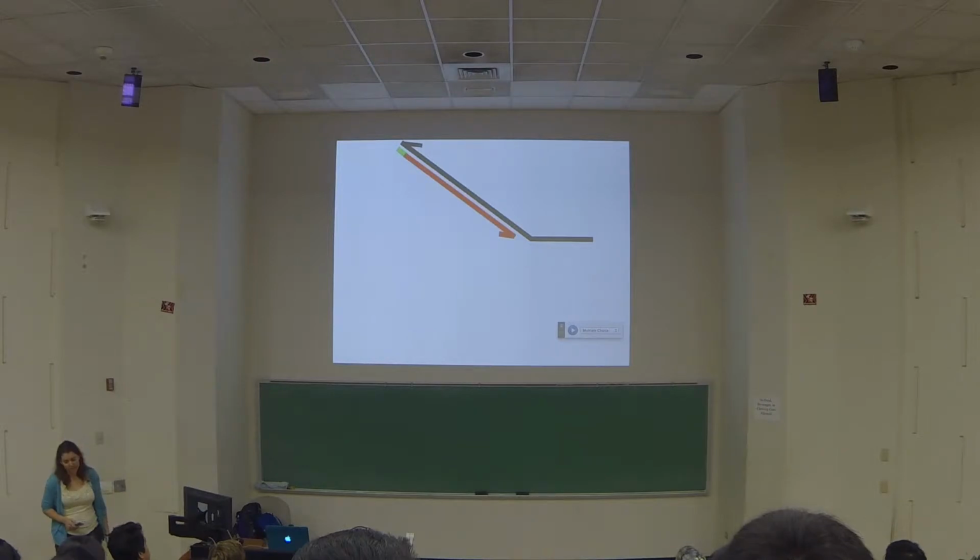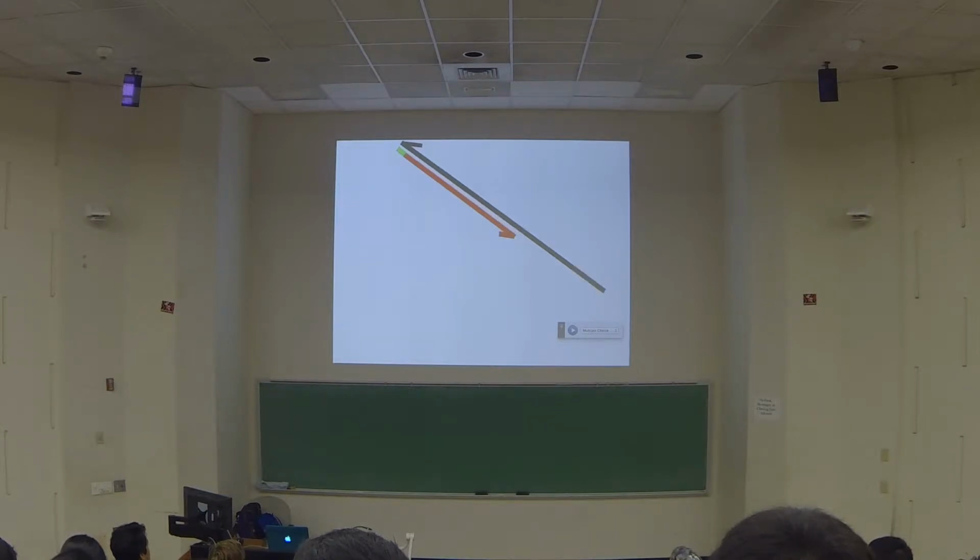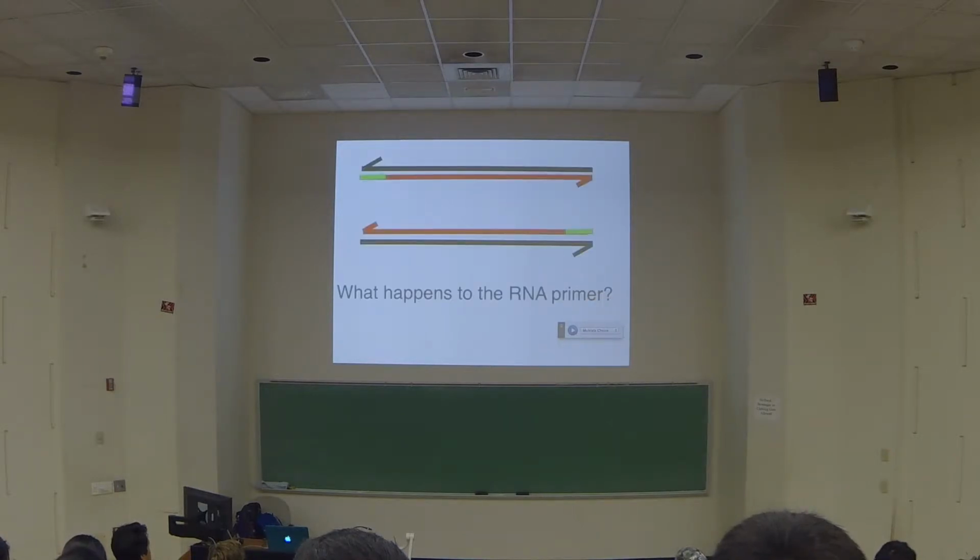Leading strand, how does it end? Just reads right off the end. Right? It doesn't have that discontinuous problem. It can synthesize right to the end. So in each one of these, we have an RNA primer on the end. What's the problem?